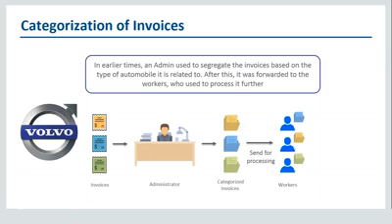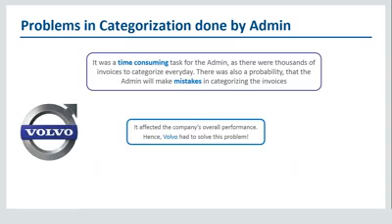They had some invoices, say ABC invoices, which used to come to the administrator. The administrator's job was to segregate these invoices based on the departments they belong to, and then they were forwarded to the respective teams who used to process these invoices further. For example, when the invoices came to the workers, they had to read these invoices and maybe punch in the values inside a software. So this was the whole cycle of the invoice processing system in Volvo before automation or before RPA.